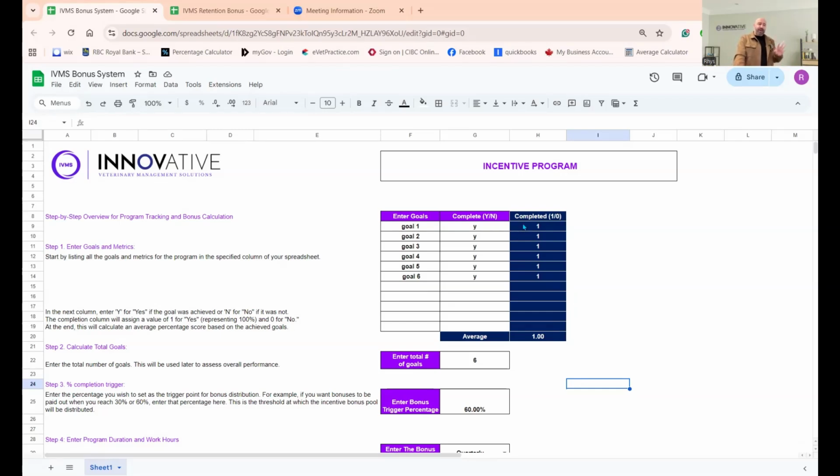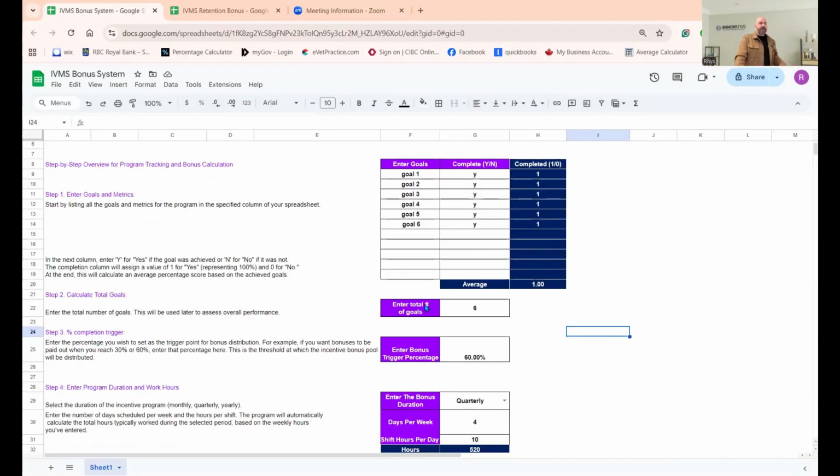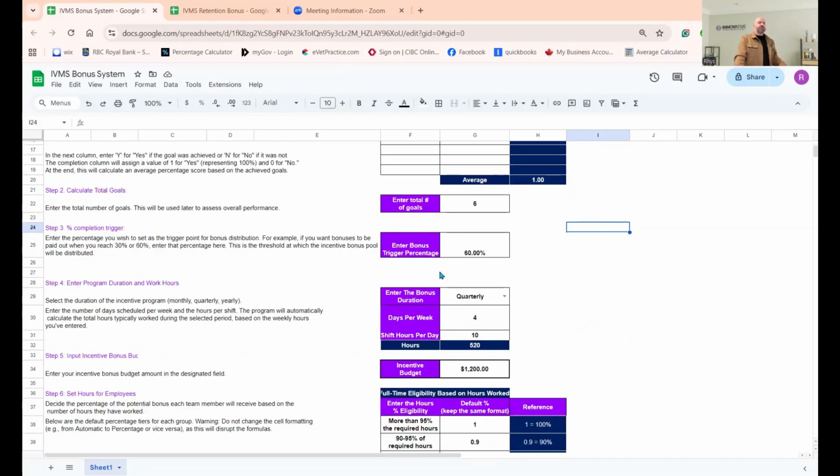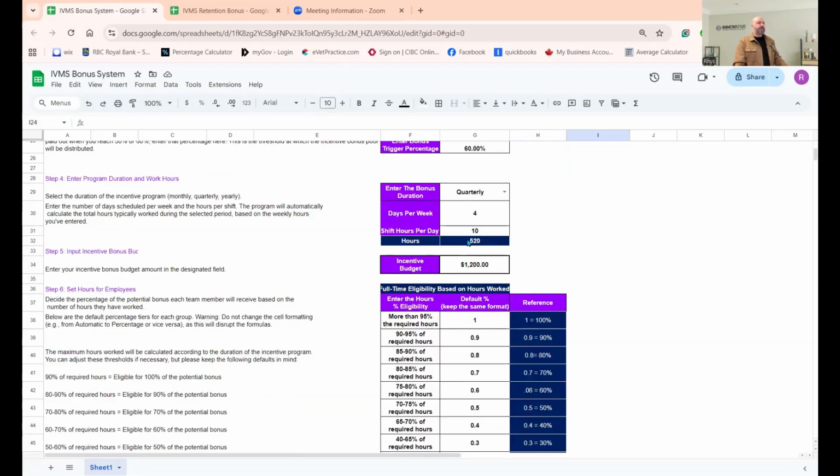Now, for the moment, we want to keep it nice and easy. We're going to say that all these goals have been completed. You can see here we've entered the goals. I've just entered 1 to 6. Completed, yes or no. I've said yes. And anything in white, basically, you can play with, but nothing in the blue is the short answer here. Obviously, enter any goals. So if you're going to have 6, make sure this is number 6. This is the trigger point I was talking to you about. So mine's set at 60. You can change this to whatever percentage you like, but we're going to keep it at 60 so you get to see what that looks like.